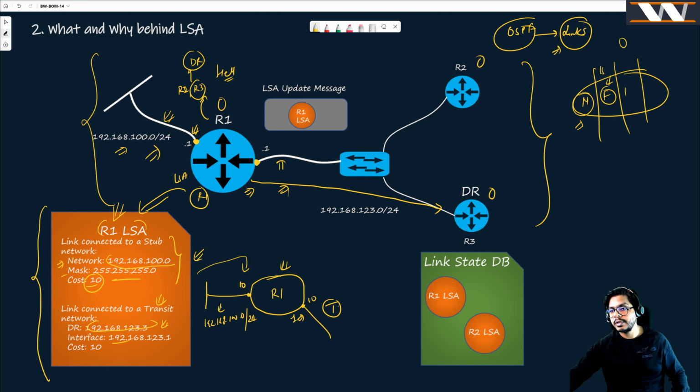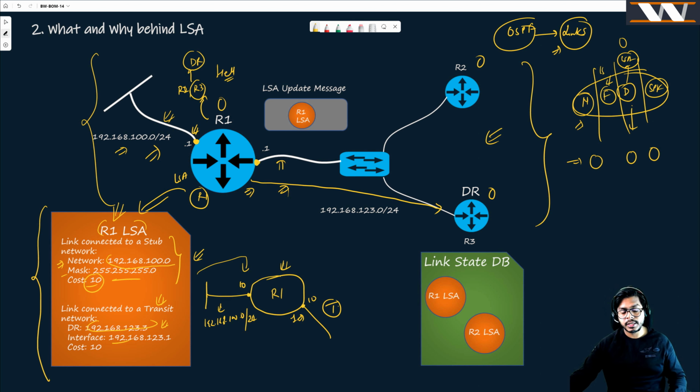Then we are going to build the database. Why do we build the database? Because from the database, it is pretty easy to calculate the graph. And what is the graph? The graph is the picture of your topology. If you have this database, which is nothing but a collection of LSAs, you can absolutely create the topology out of it. And if you can create the topology or the graph, you can run the SPF algorithm in 4 steps.